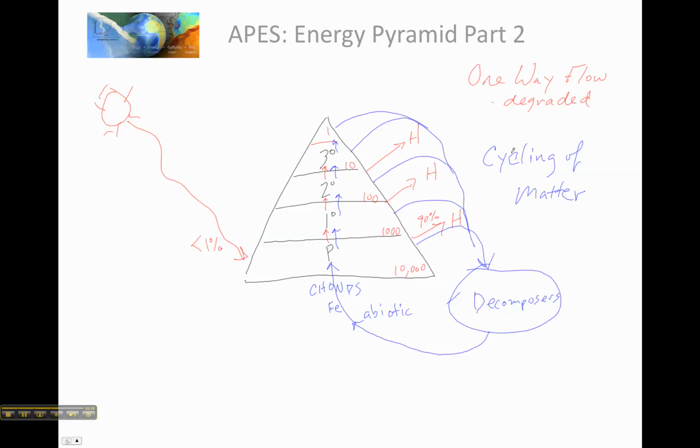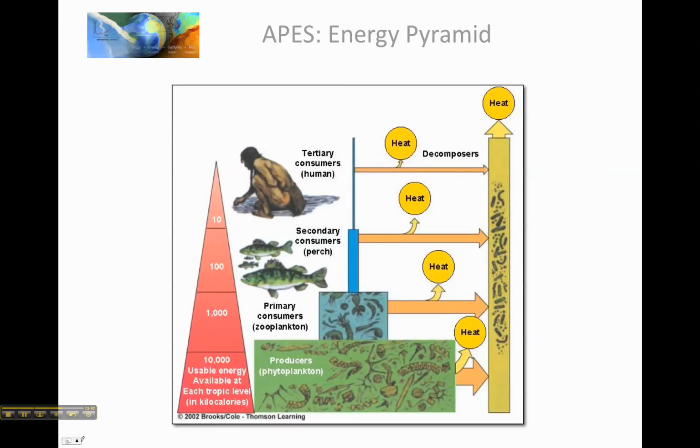All right, so good things to know here. One-way flow of energy, the cycling of matter. We'll learn every cycle, CHOMPS, the CHOMP cycles. We will learn each one of those shortly. Let's go to the next slide just to show you an example.